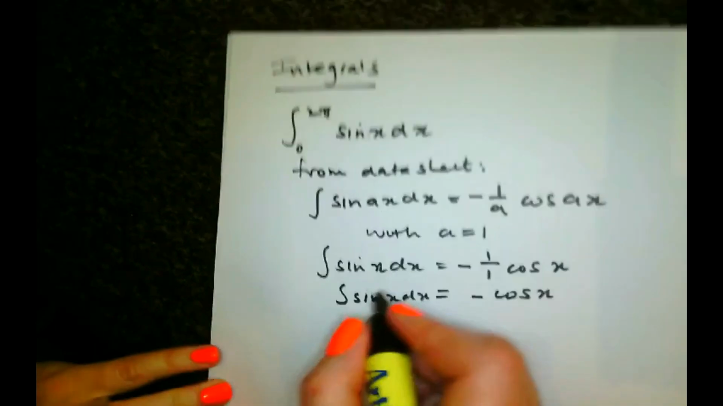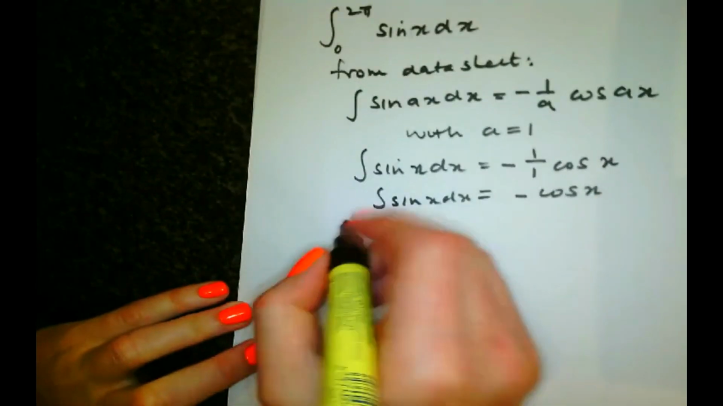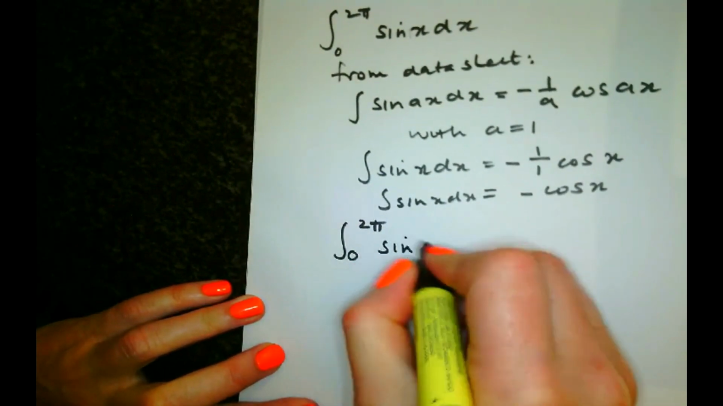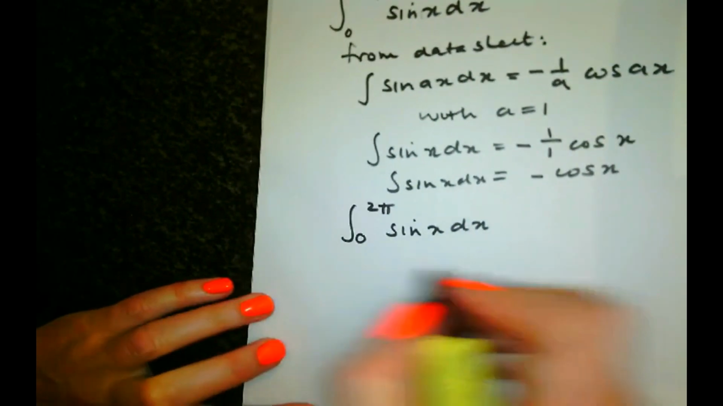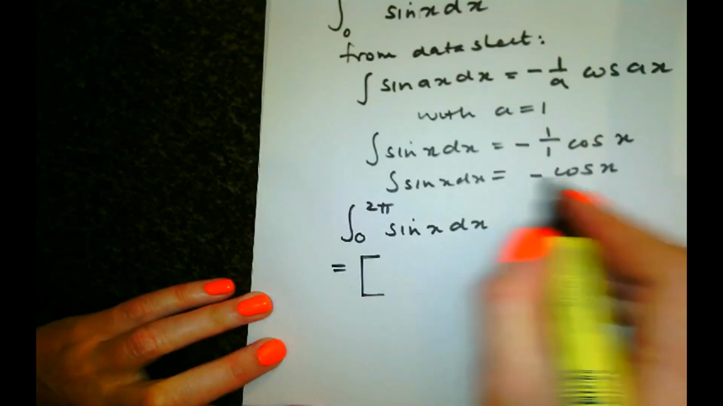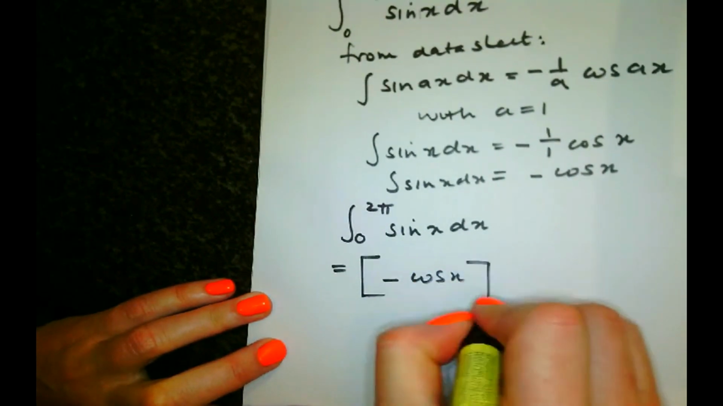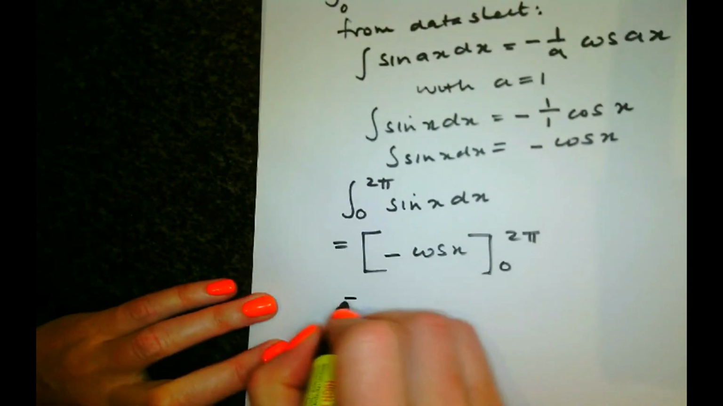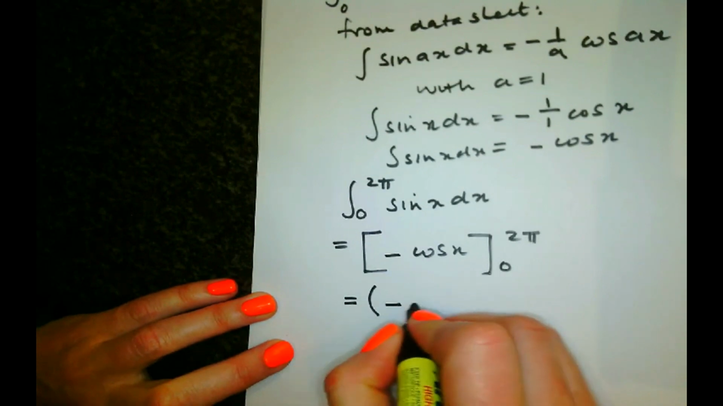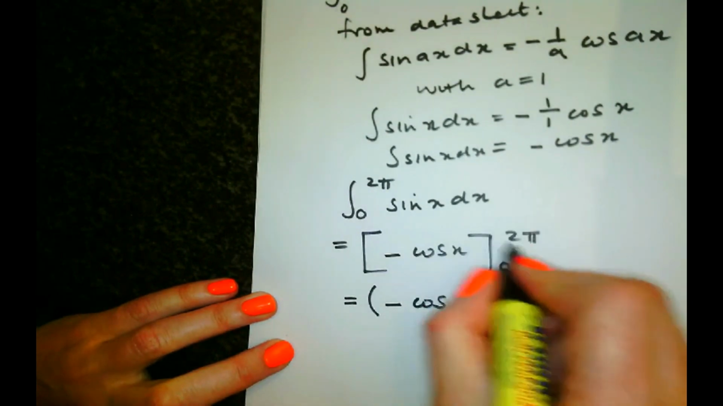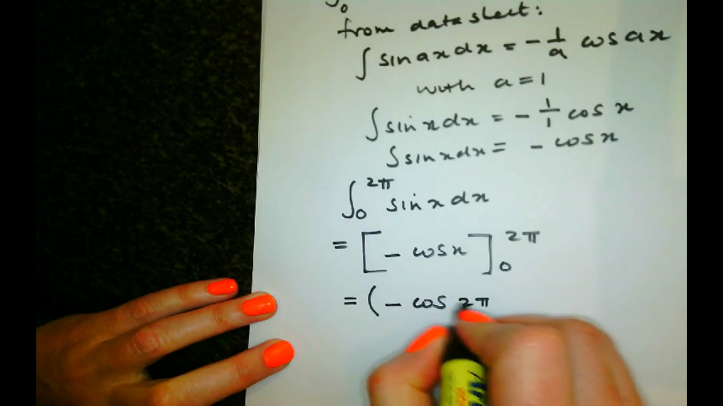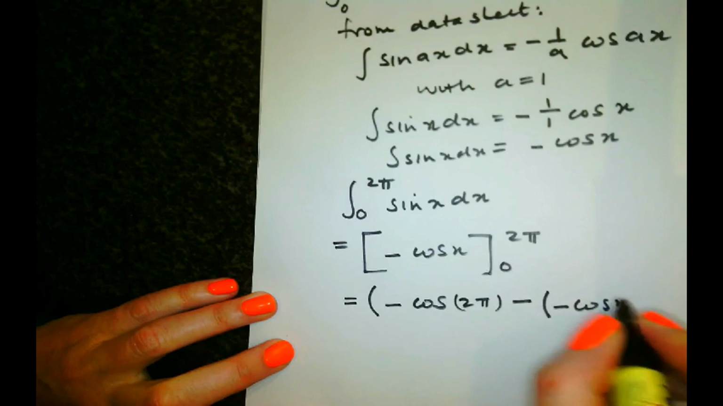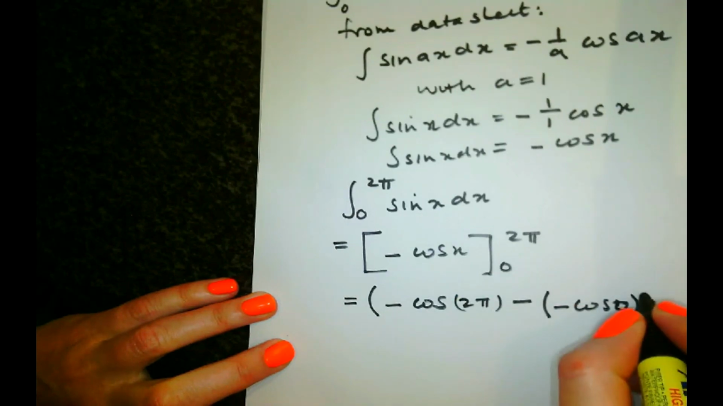Okay, so let's go back to our question. We want to integrate over the region 0 to 2 pi sine x dx. So remember, when you do an integral you integrate over this region. What you then do is you first substitute the first limit for x, and then you minus, and then you substitute the second limit.